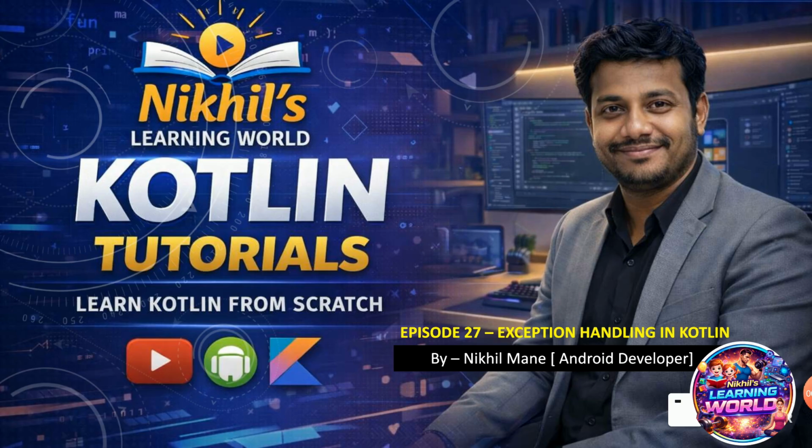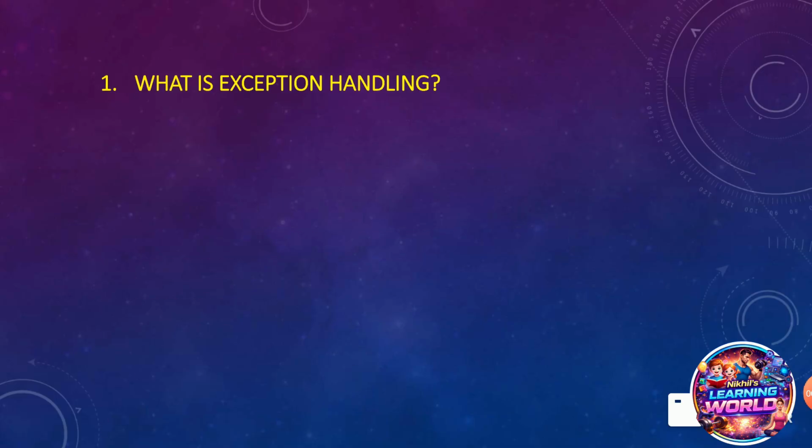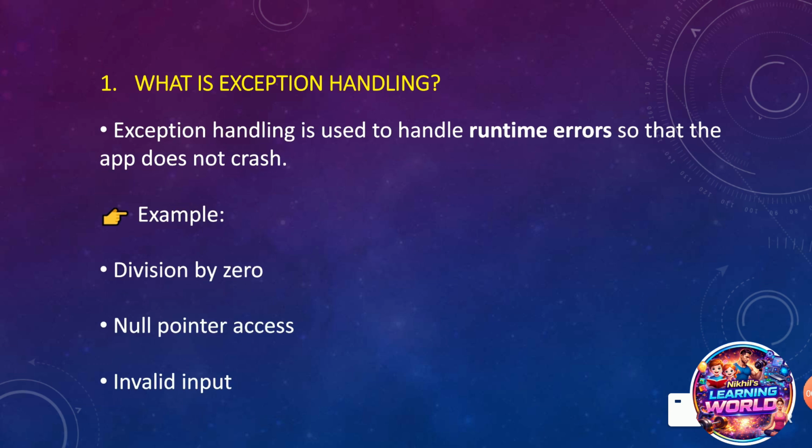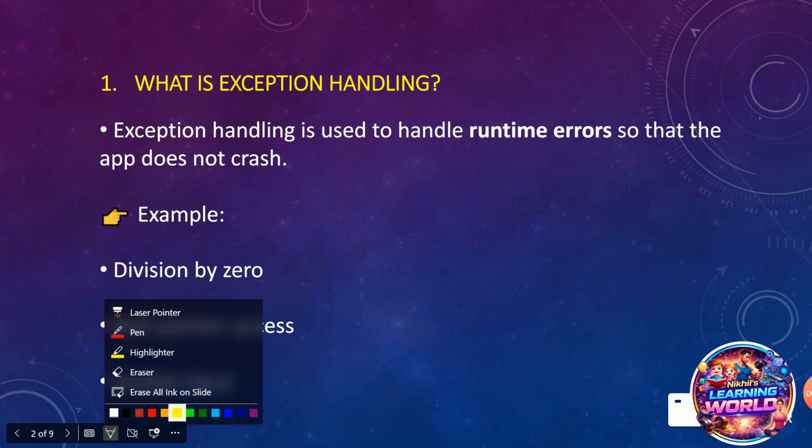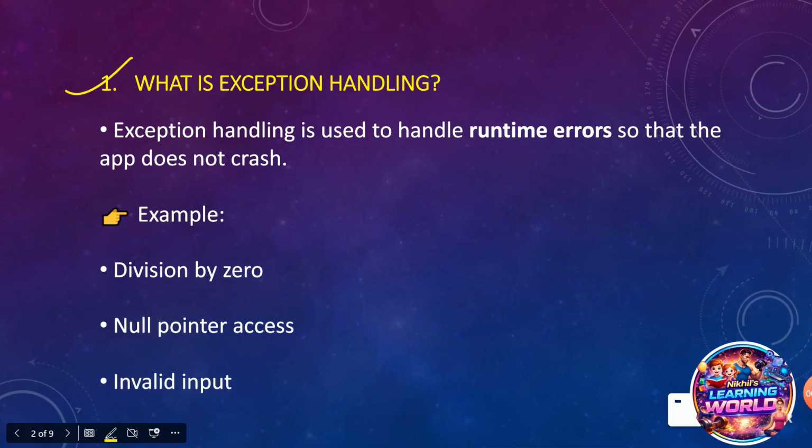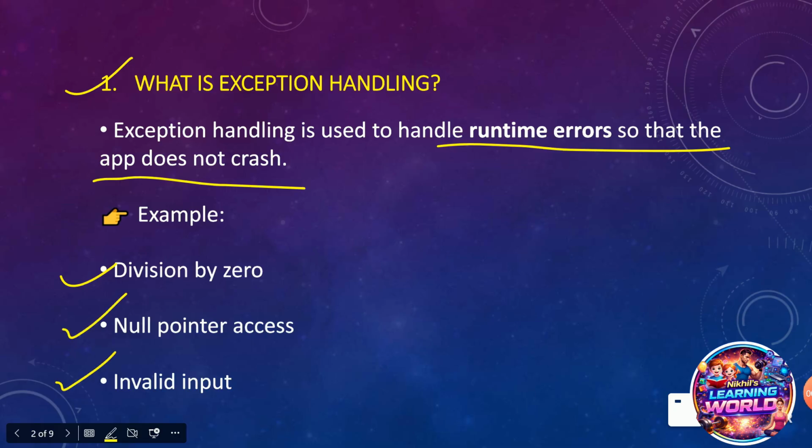So what is an exception in a program? In simple terms, an exception is an error that occurs during the execution of your program. For example, divide by zero, accessing an invalid index in a list, trying to read a file that does not exist, or a null pointer exception, like null pointer access or invalid input. These are examples of exceptions.